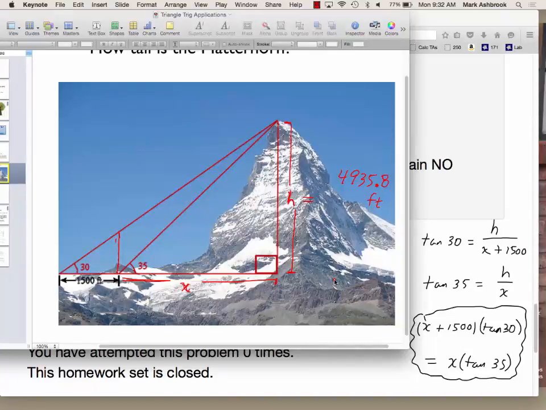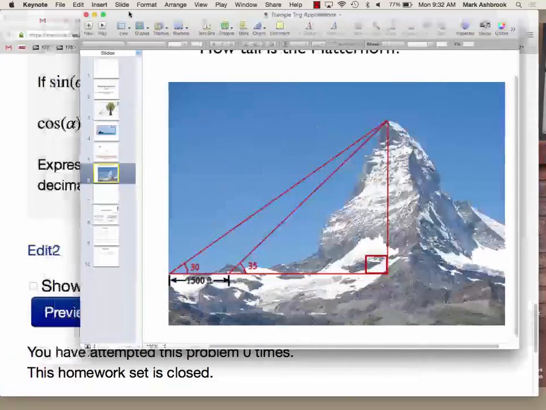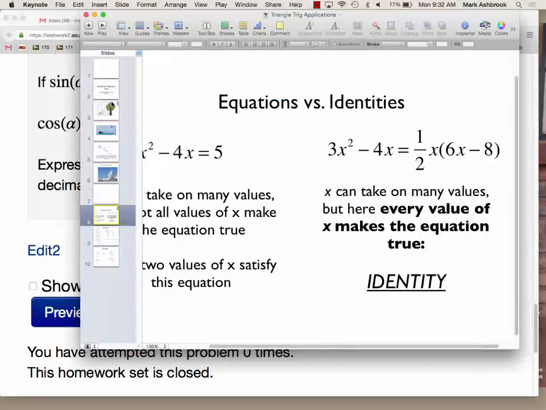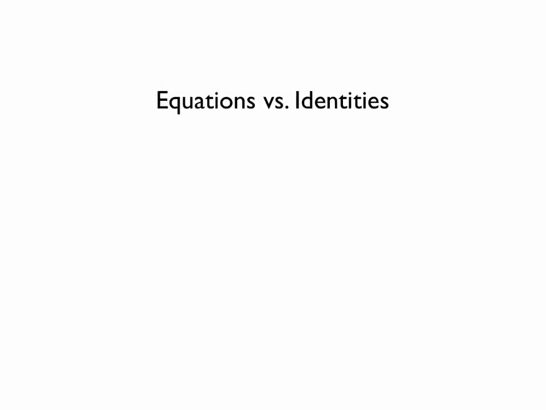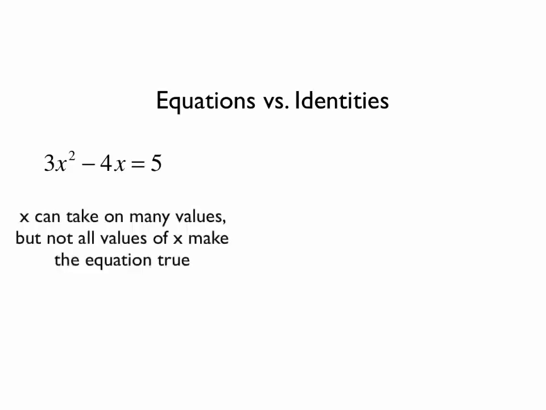Other questions? Okay, let's move on to what's called identities. So what's the difference between an equation and identity? An equation. So in this course, when we see variables, we think about all the possible values that variable could take on, right? Variables vary. They take on different quantities, or take on different values, okay?